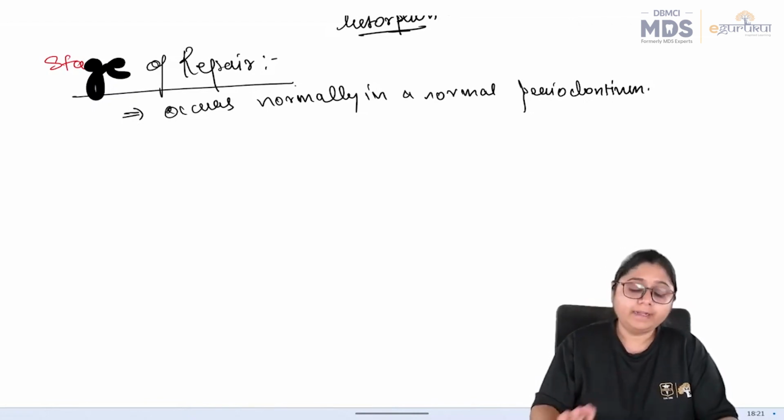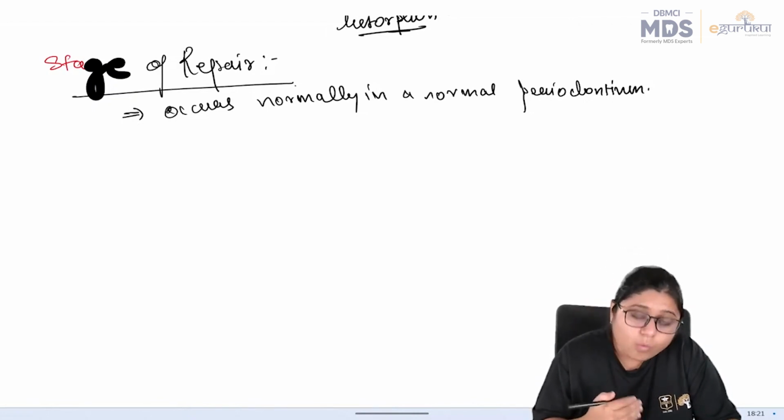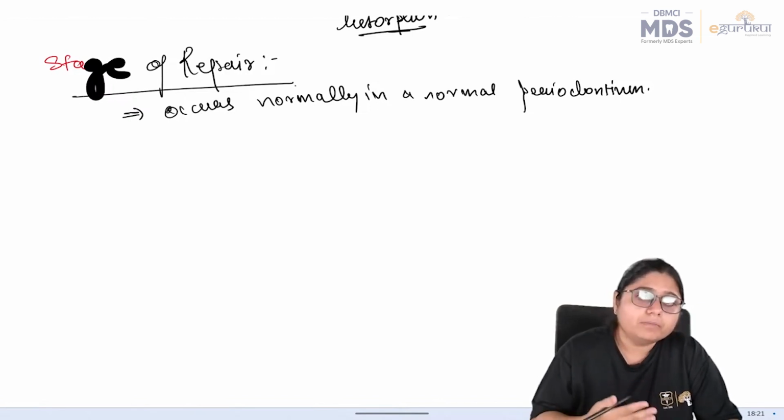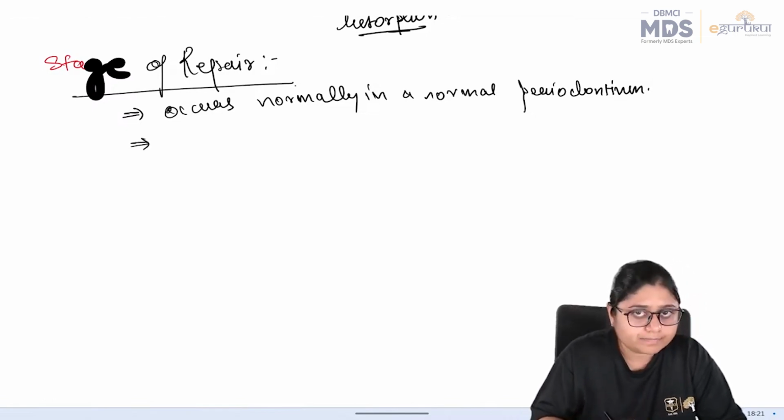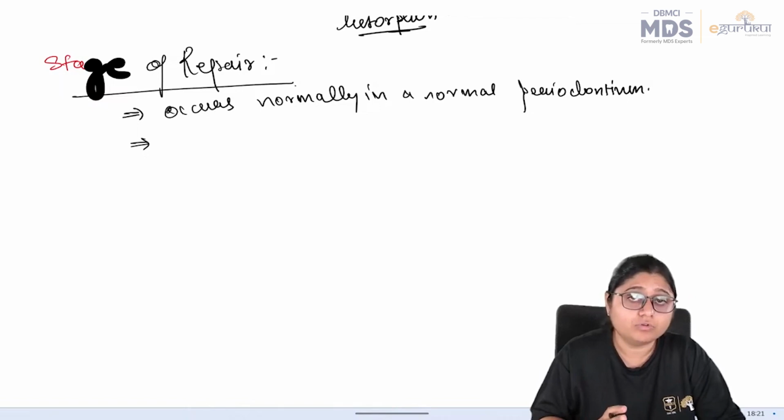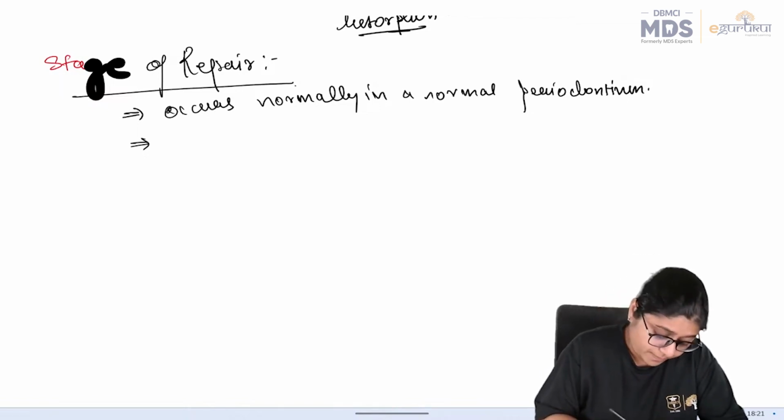Okay, and in the cases of repair, what is happening? The rate of bone remodeling has increased. Whenever there is a tissue injury occurring, and if the forces of occlusion are slightly excessive, then there will be repair.